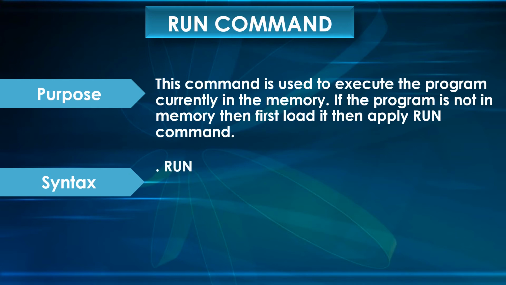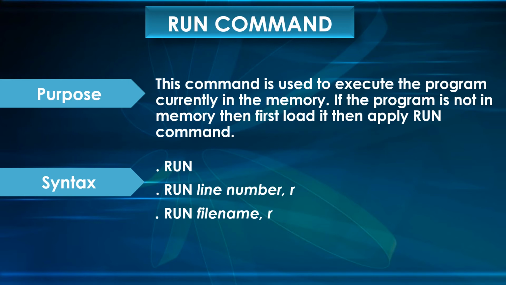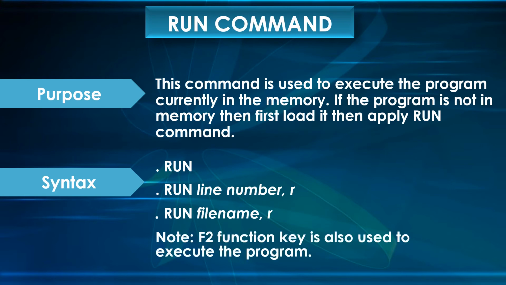You can just type run or run line number, R, where line number is a specific line number you want to run, and comma R makes sure that all the data files will be kept open while executing that line number. Or run file name comma R. You can run a specific file name with comma R, making sure that the data files will be kept open. F2 function key is also used to run the program or execute the program.